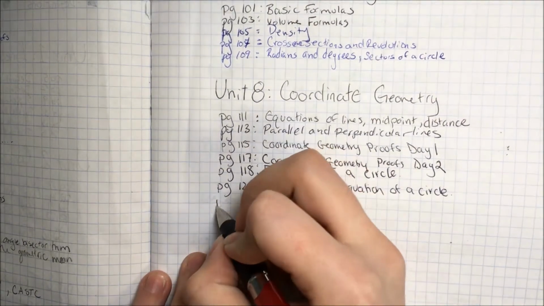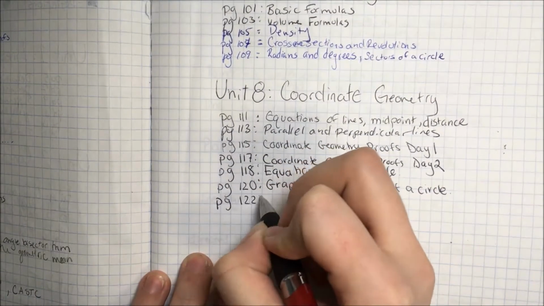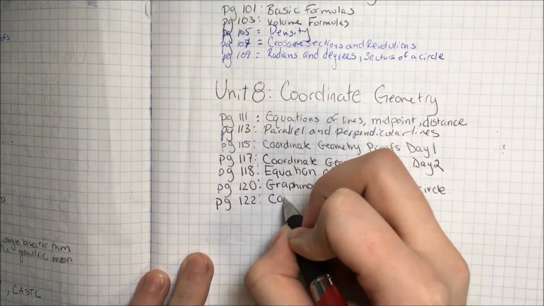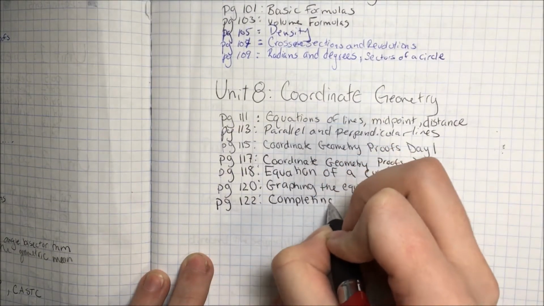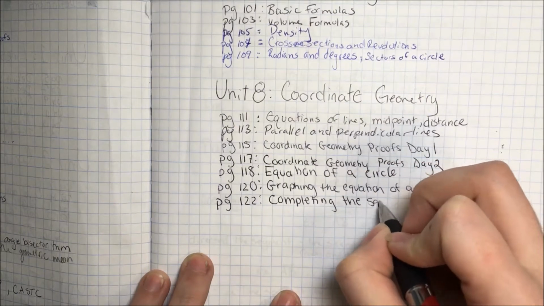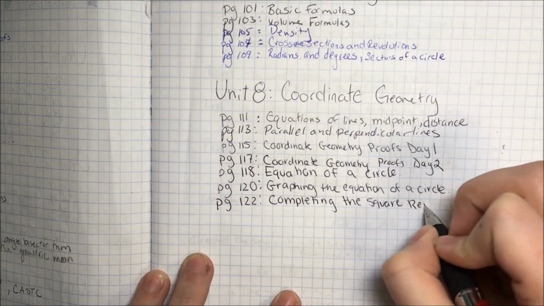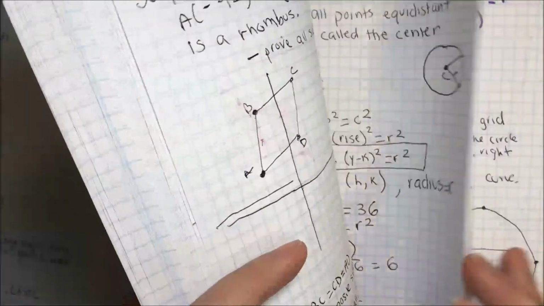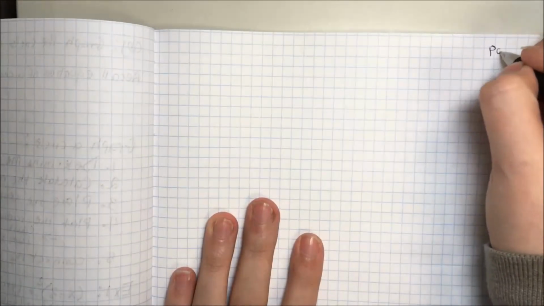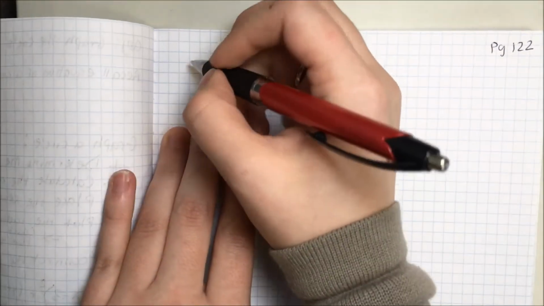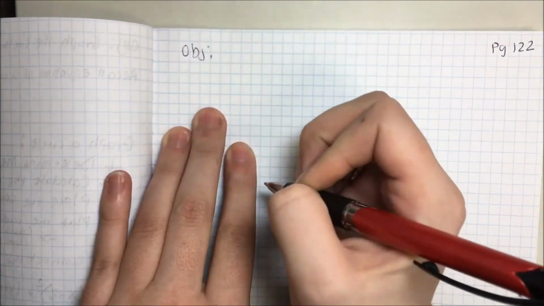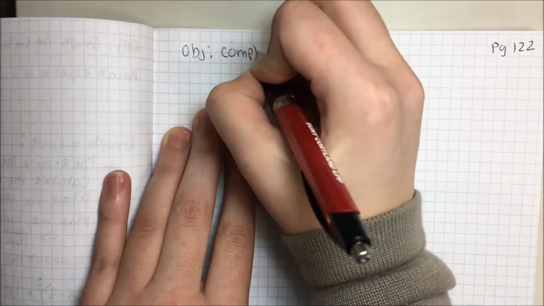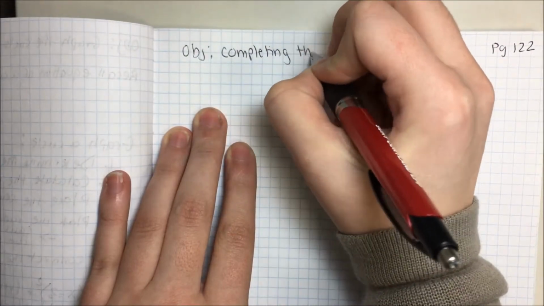Okay, so today we're going to be on page 122, and it's going to be completing the square review. On page 122, our objective today is completing the square.